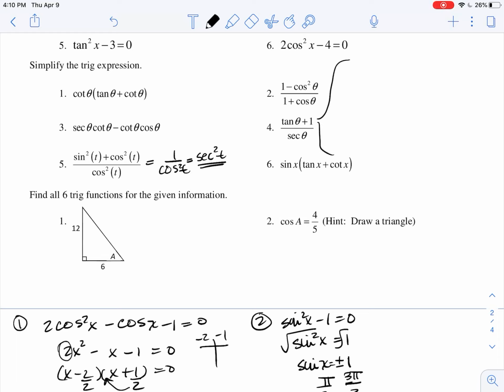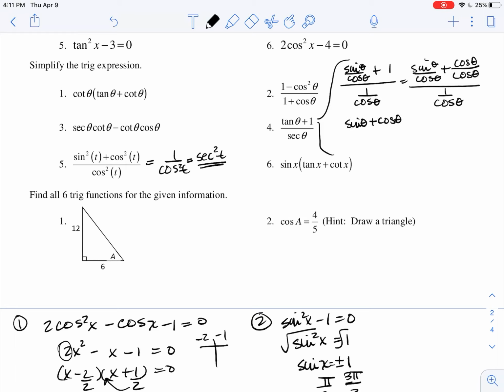Maybe write in terms of sine and cosine, I guess. So let's see. Tangent is sine over cosine. So tangent is sine over cosine plus 1. And this is over 1 over cosine. And what I can do is I can rewrite 1 as cosine over cosine, because, well, cosine over cosine is equal to 1.